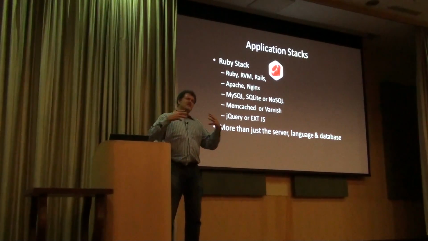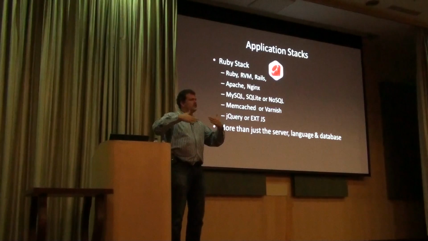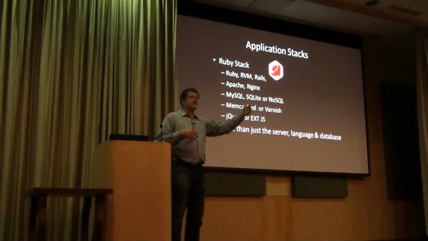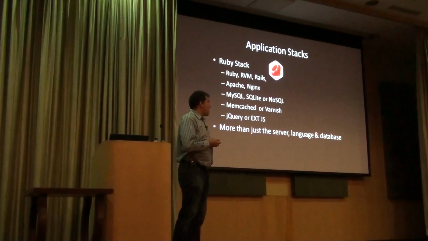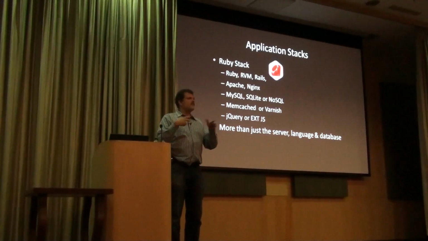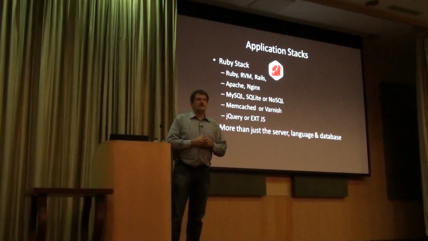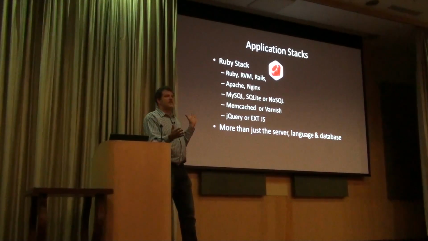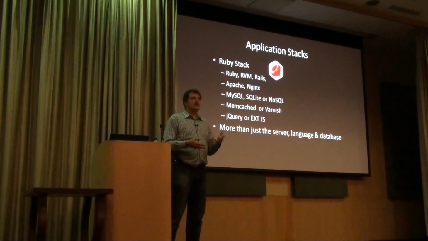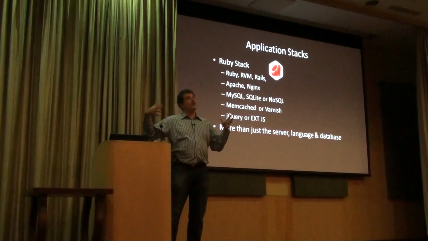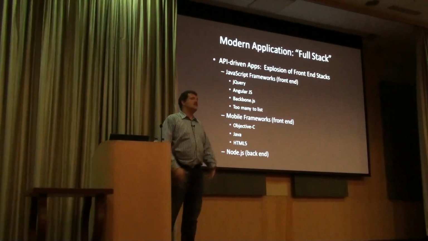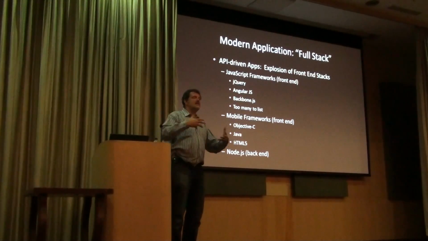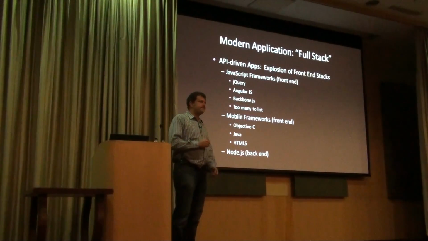Or maybe because Ruby on Rails isn't all that fast, they're using memcached or some other caching technology to help their application run a little faster. And then on the front end, they might be using some JavaScript or some other technology. So the stack is much more than just the server, the language, and the database. It's becoming more and more complicated. And this isn't stopping. It just continues. It seems like the trend is more complexity, not less.